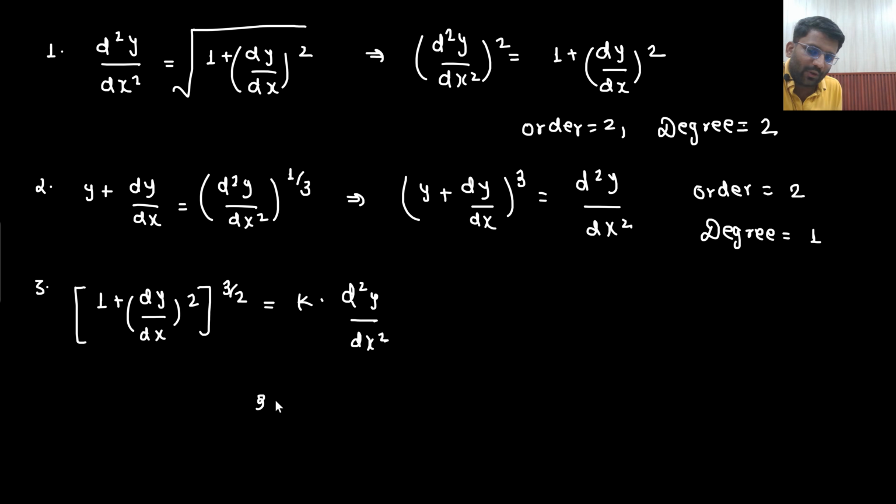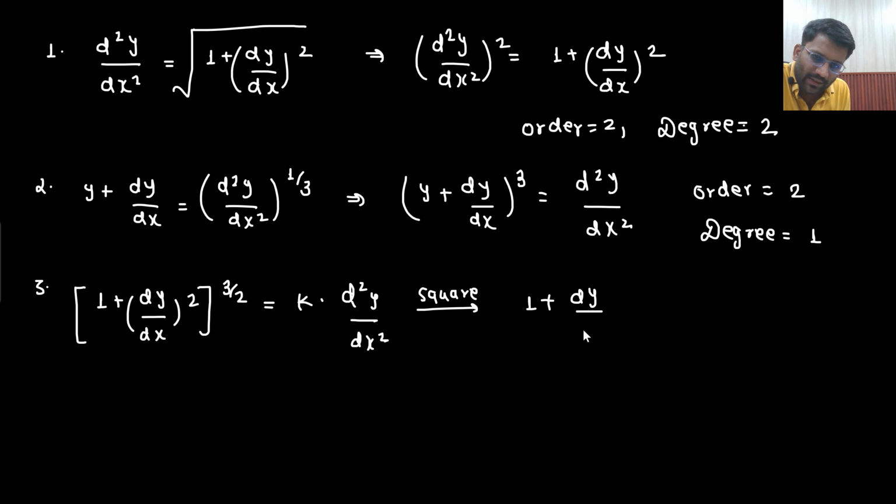Like 3 by 2, you need to make it integer. 3 by 2 means 1.5. From 1.5 to 3 you can make. That means you will do power 2 here. Are you able to understand this point? On both of the sides, you will take the square. On both of the sides, you will do the square. And once you do the square, what will you be getting?